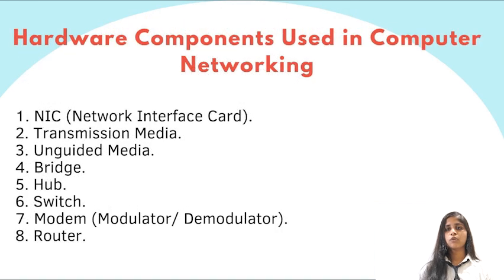Now we will see some components, the hardware components used in computer networking. We have so many, we will see some of them only. First we have NIC, whose full form is network interface card. Secondly we have transmission media. Third, unguided media. Fourth, bridge. Fifth, hub. Sixth, switch. Seventh, modem, modulator and demodulator. And eighth we have router.